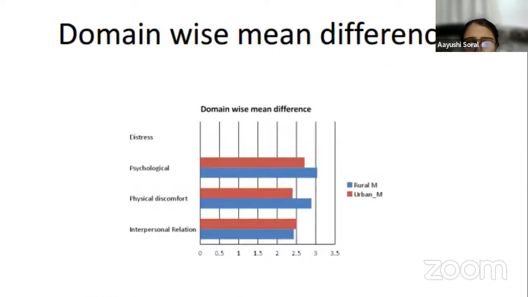This is again the domain-wise mean difference, which shows the distress, the psychological and physical discomfort, and the interpersonal relation between the rural and the urban. Anything you want to add with this climate change study? Or shall I move further?